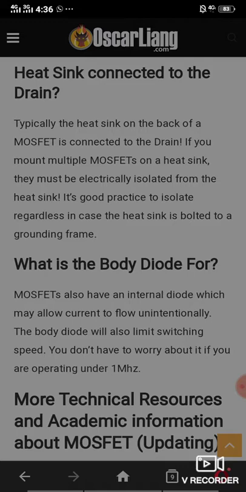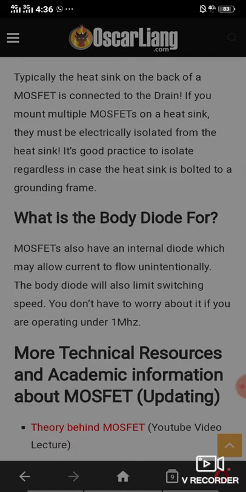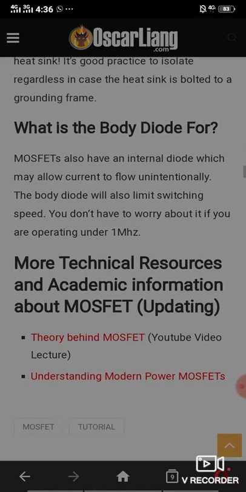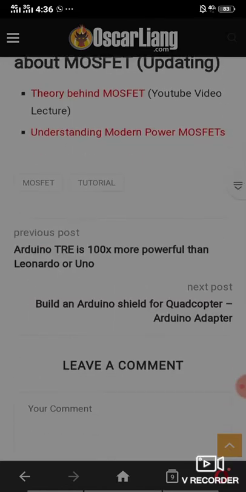The body diode will also limit switching speed. You don't have to worry about it if you're operating under 1 MHz. For technical resources and academic information about understanding modern power MOSFETs.